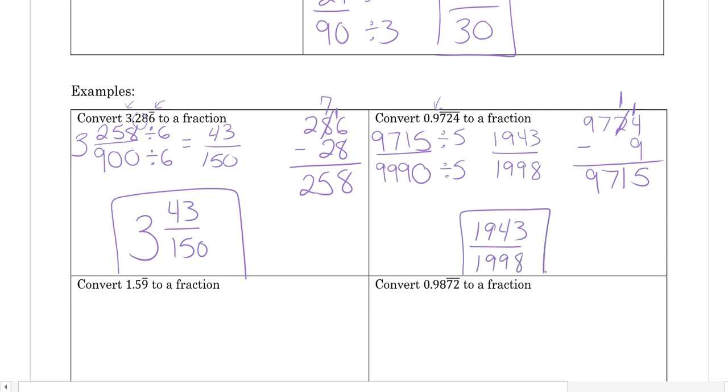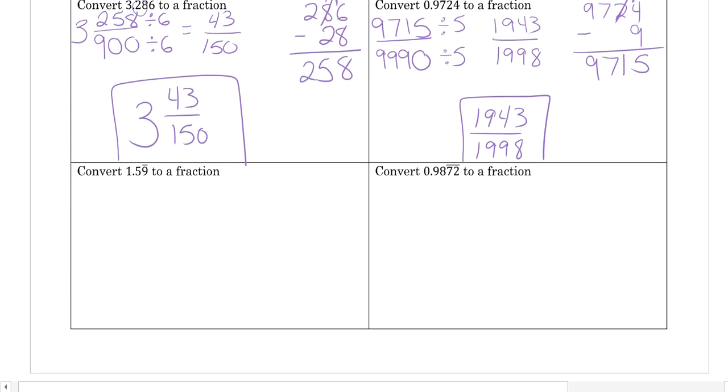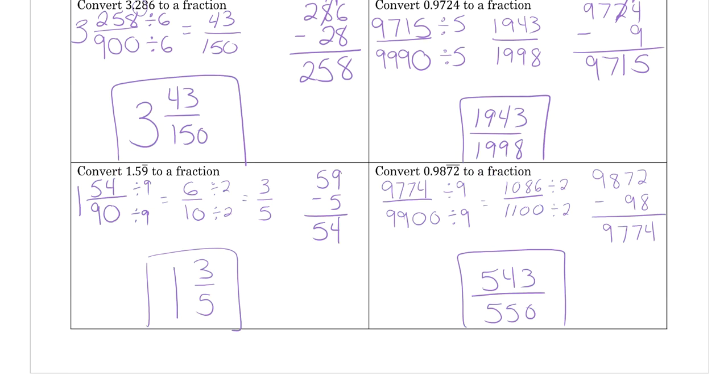Okay, I want you to go ahead and try the next 2 examples independently. Pause your video, I'm going to work them out, and then when we rejoin, you'll be able to check your work and see how you did. Okay, so pause your video right now. Okay, so hopefully you did your work. Go ahead and check your answers, see how you did.